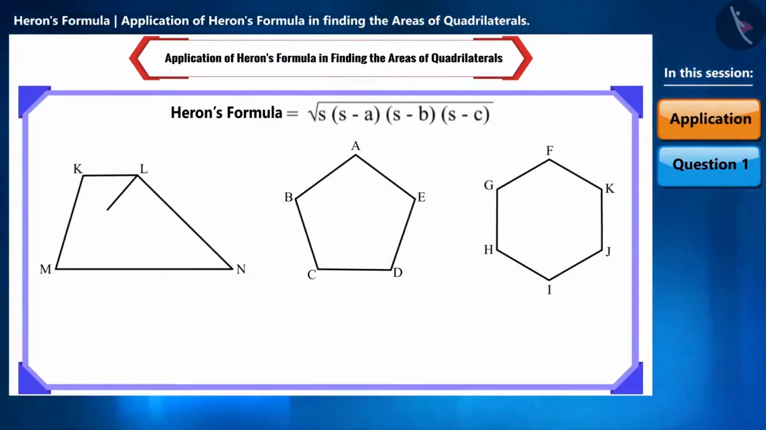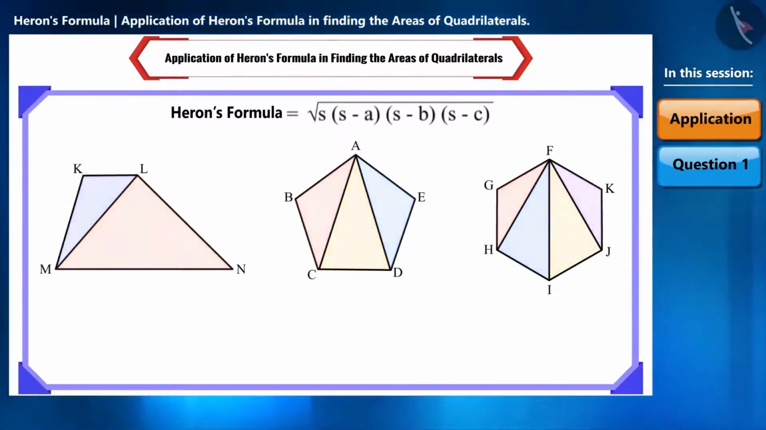If we draw a diagonal in a quadrilateral, then we will get two triangles. Now, by using Heron's formula in both of them, we can find their area. And adding them up, we can find the area of this quadrilateral. Similarly, we can divide this pentagon into 3 triangles and this hexagon into 4 triangles. And if we know the length of the diagonal and the sides of all these figures, then using Heron's formula, we can easily find the area of all these figures.